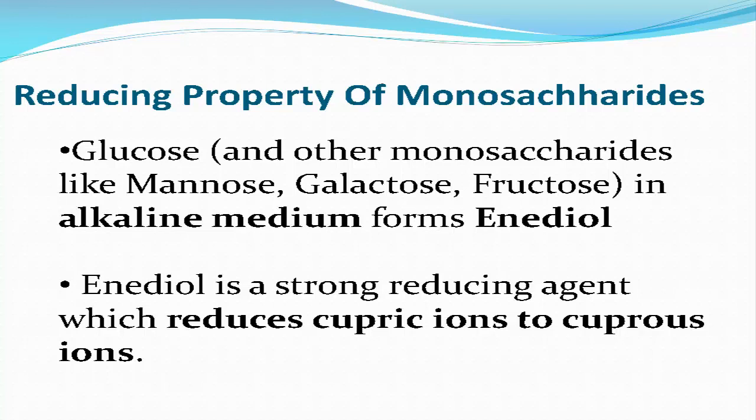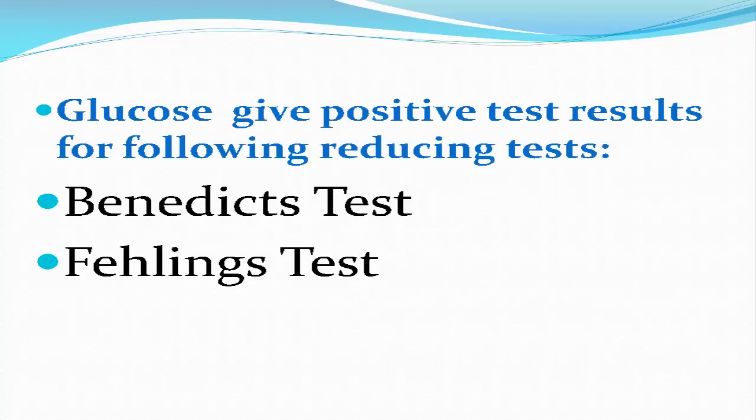One of the very important properties of monosaccharides is their reducing property. All these monosaccharides, glucose, mannose, galactose, fructose, in the alkaline medium convert into a form known as enediol. And this enediol is a very, very strong reducing agent. We can test this by reacting the enediol with the cupric ion, which will then be reduced to cuprous ion. And this property can be tested by two very common tests known as the Benedict test and the Fehling test.